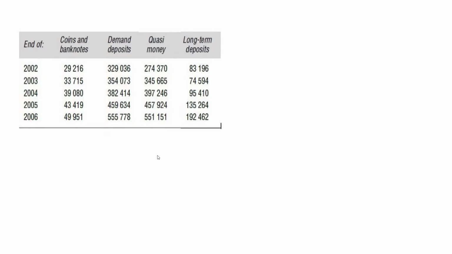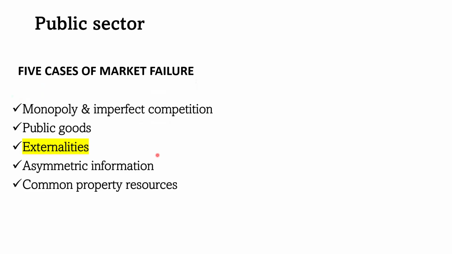Right. And then also looking at the public sector, there are 5 causes of market failure: monopoly and imperfect competition, which we said are markets that are not efficient. That is why the government has to intervene. And then we also have public goods.